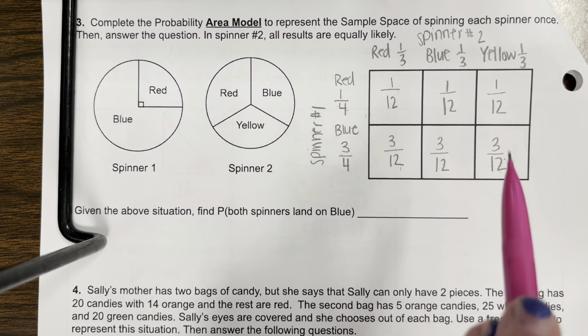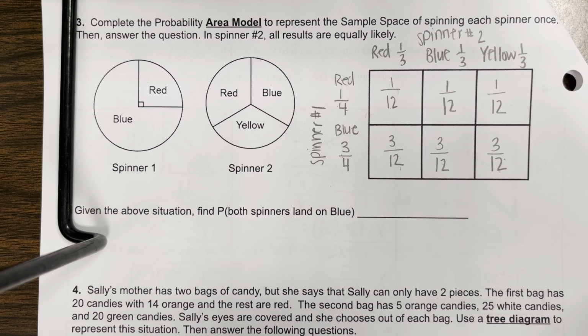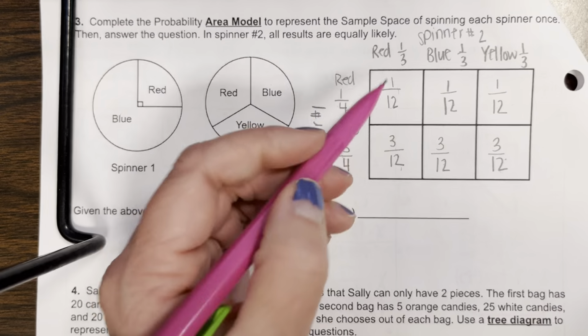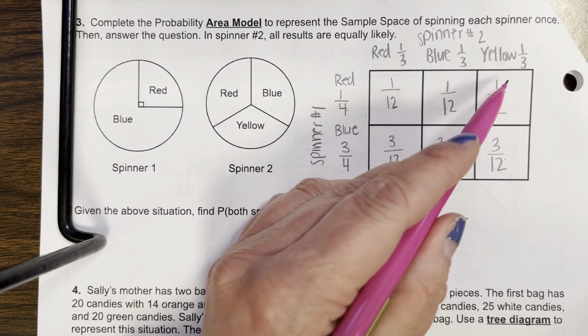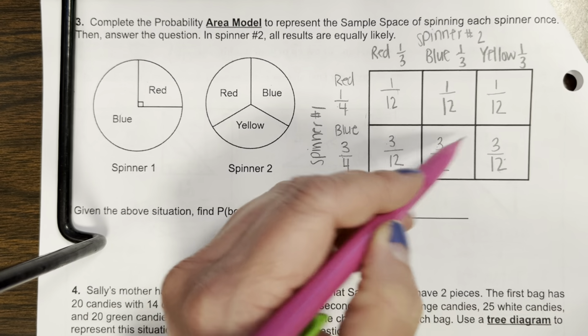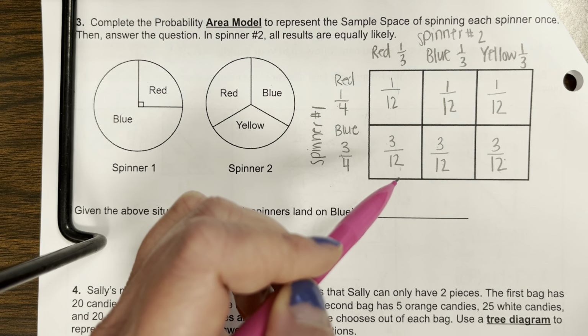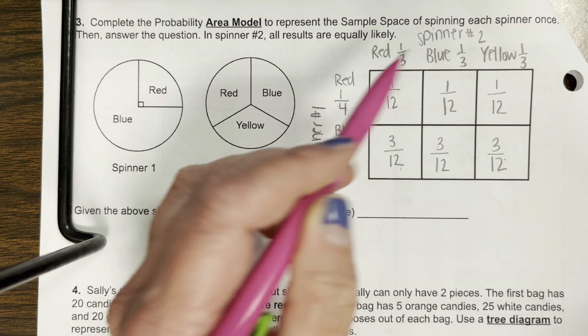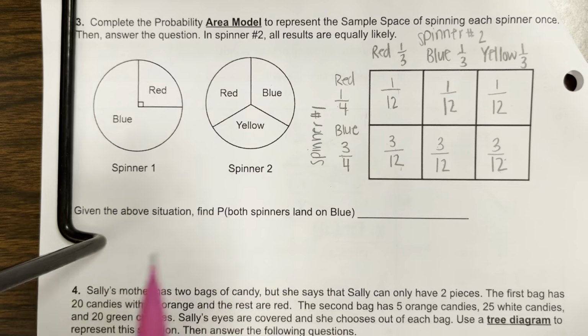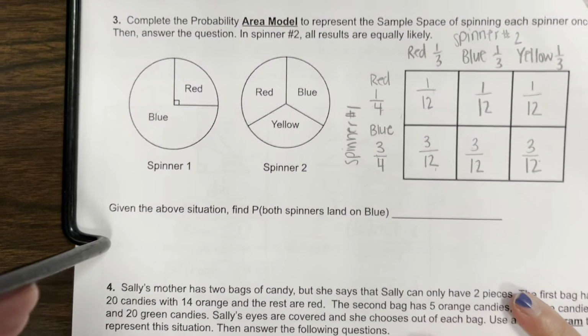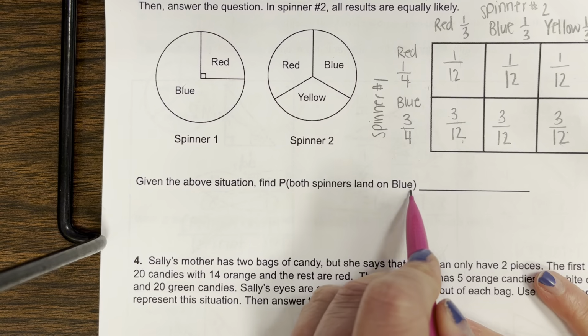It's like 100% of what's going on if you were to write percents instead. So 1, 2, 3, and then 6, 9, 12 is 12/12, so I'm good to go. Yes, you could do it the other way and simplify and then add, but I think it's just quicker this way. So then it says, given the above situation, find both spinners land on blue.